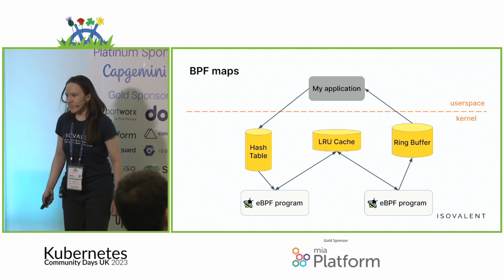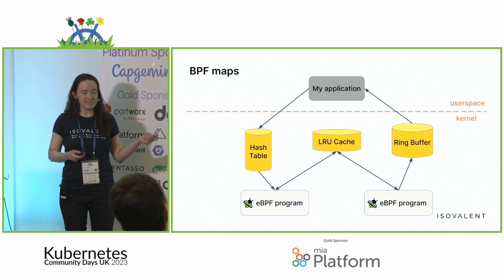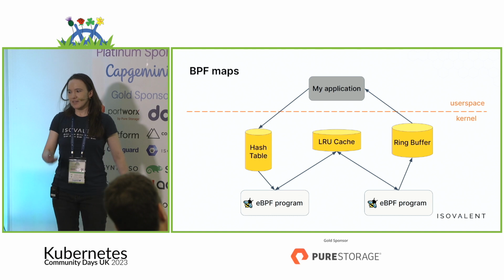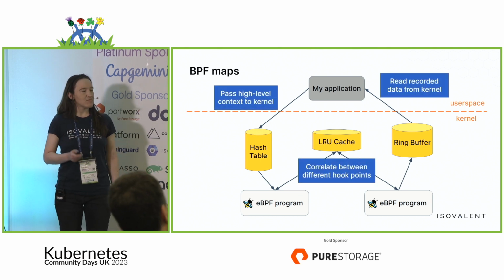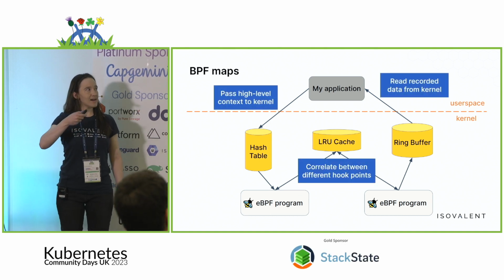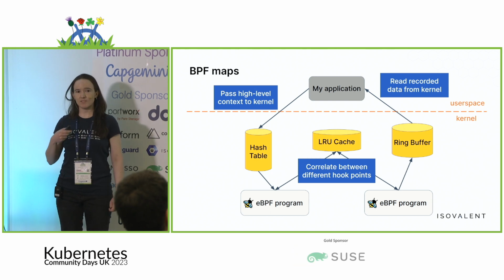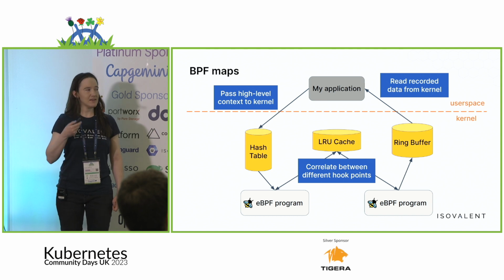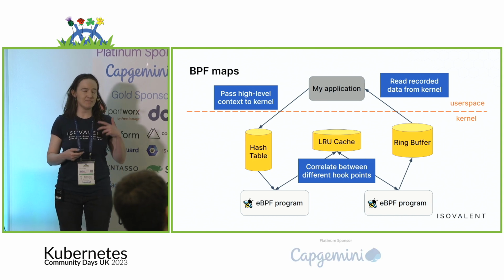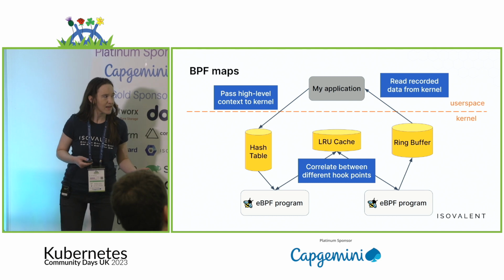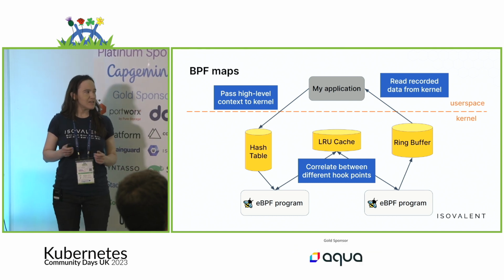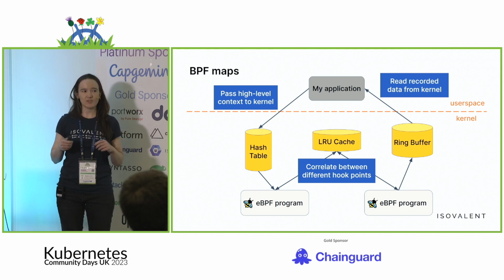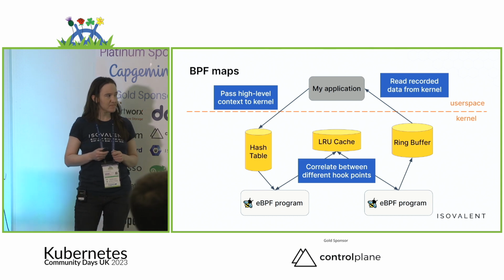And this is a feature that actually makes BPF useful for observability. So first of all, we can use BPF maps to pass high-level context from user space to the kernel. For example, pass Kubernetes metadata in this way. And we will show an example later, but we can really pass any business context we need. Secondly, we can correlate between different hook points. So different eBPF programs can store their state in the same BPF map.